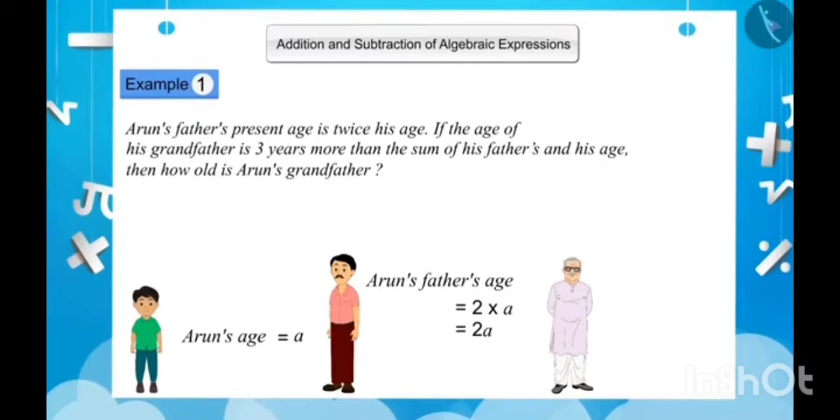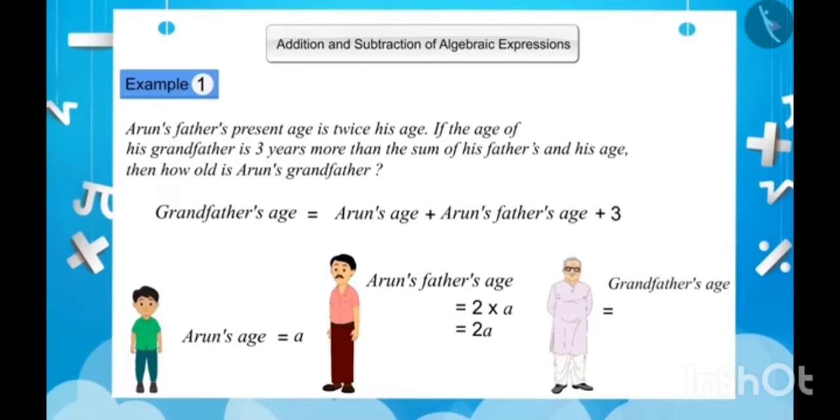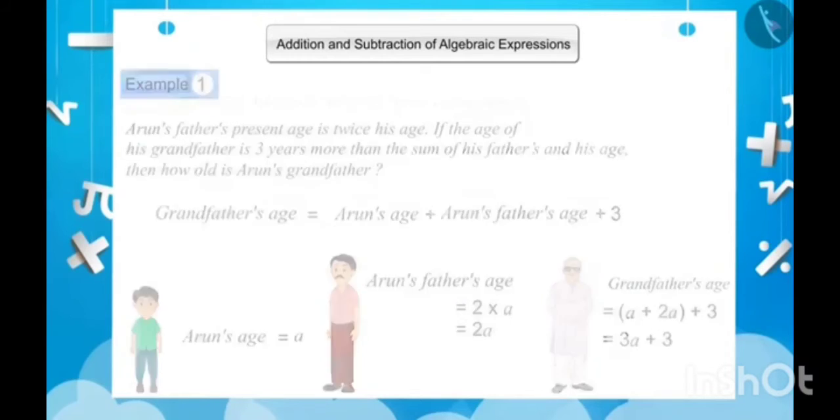As we know that Arun's grandfather's age is 3 years more than the sum of Arun's and his father's ages, grandfather's age is equal to Arun's age plus Arun's father's age plus 3, which is equal to A plus 2A plus 3. In this expression, A and 2A are like terms and 3 is an unlike term. Now, here we will add like terms and get 3A plus 3, which will be the age of Arun's grandfather.